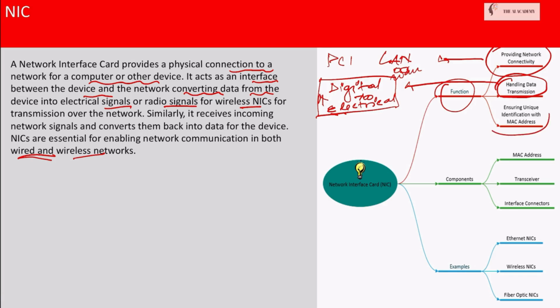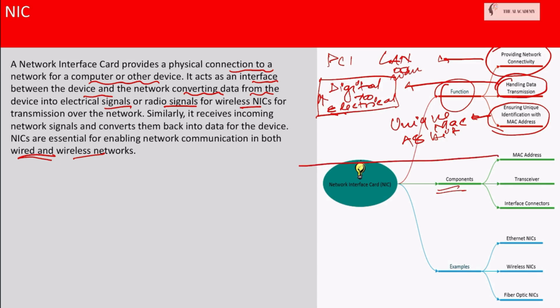Ensuring unique identification with MAC address. Each NIC has a unique MAC address, which is used to identify the device on the local network. The MAC address is a 48-bit identifier that ensures that data packets are delivered to the correct device. The NIC uses the MAC address to filter and process incoming data, ensuring that only data intended for that device is accepted and processed. Let us now discuss the components of network interface cards.